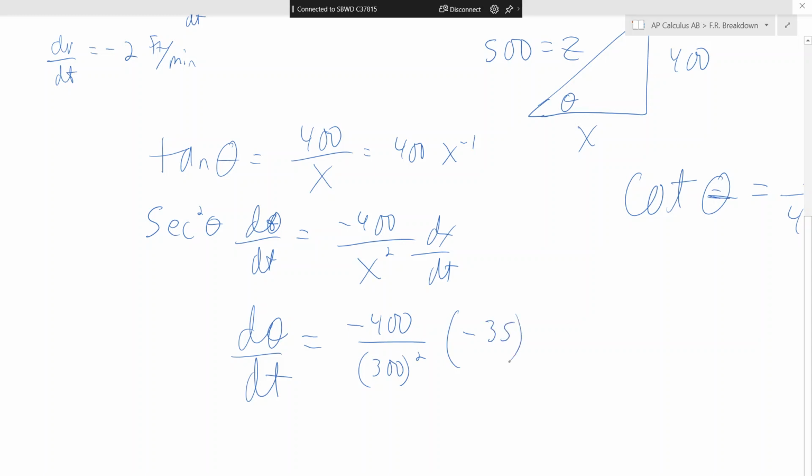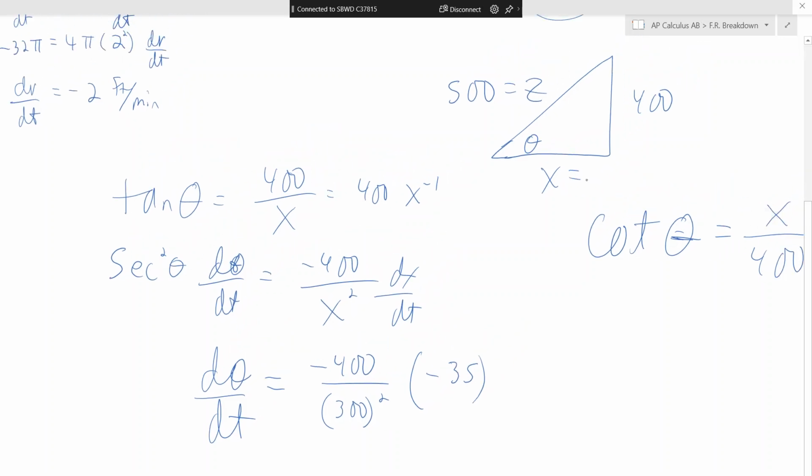So the only thing we're missing is what is secant of theta squared. So we got to find that. But we just come back up this triangle. Look, if x is 300 and z is 500, secant's the reciprocal of cosine. Cosine would be 300 over 500, which is 3/5. So secant is 5 over 3.